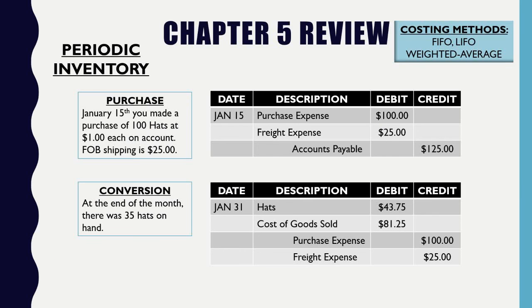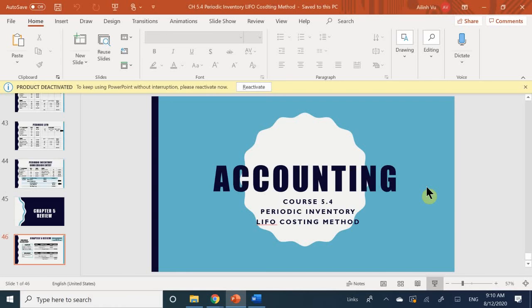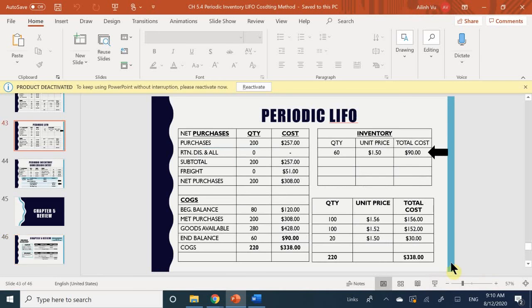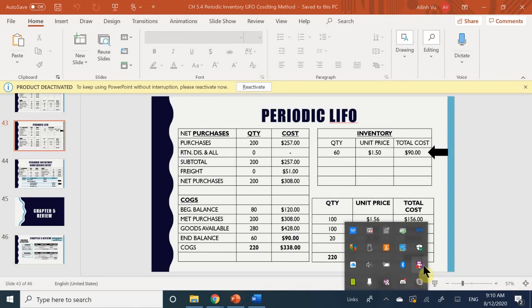All right. Chapter review, again, you're going to be looking at how to journalize our purchases, purchase expense, freight expense, and our accounts payable, and then completing our conversion entry, which is going to be your inventory, cost of goods sold, purchase expense, and freight expense. And that is it for chapter 5.4. Like I said, pretty easy, pretty simple.